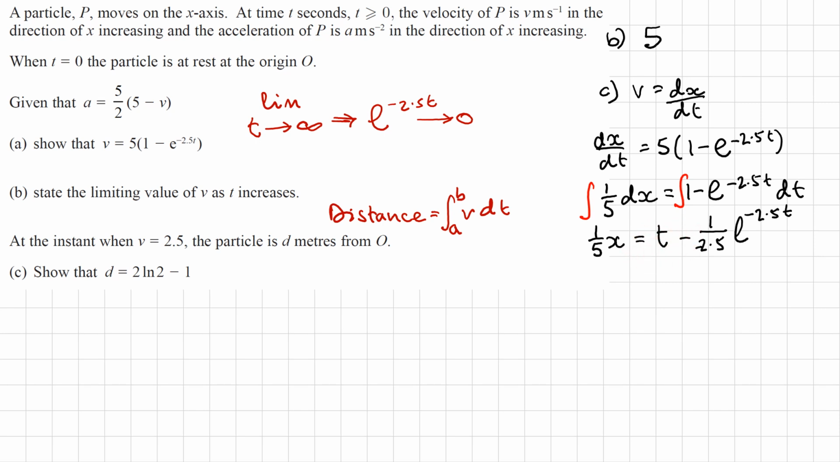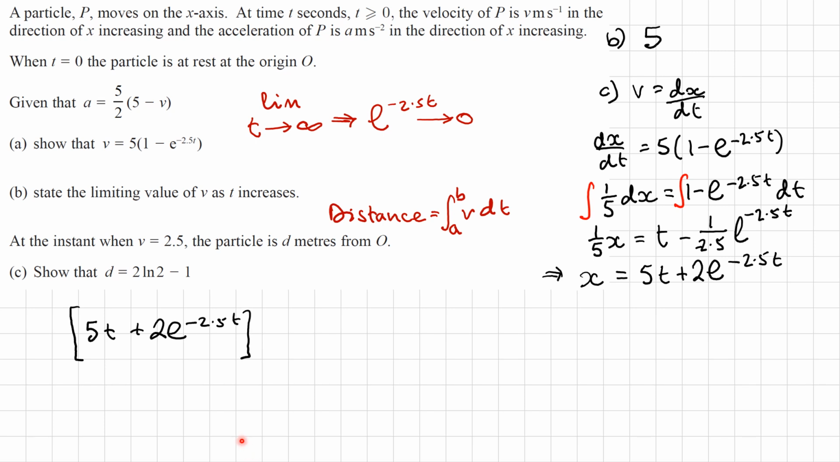So I'm going to start by timesing both sides by 5 and tidy up this fraction I've got here. So x is going to be equal to 5t plus 2e to the negative 2.5t. So it's this we need to put the limits in. We're now going to work out what the limits are. So 5t plus 2e to the minus 2.5t.